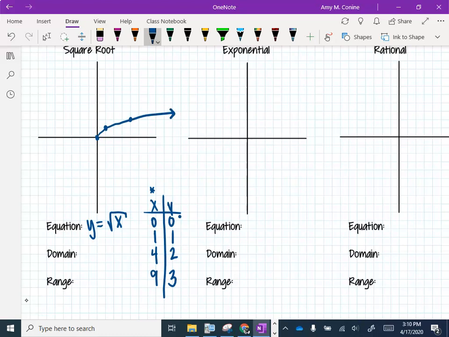But it has this shape to it. Okay. So your domain here is going to be from 0 to positive infinity. And your range will also give you that same interval. Okay. So square root, depending on what it looks like, the domain and range will change, but for your parent function, this is what that looks like. Domain and range are 0 to positive infinity.